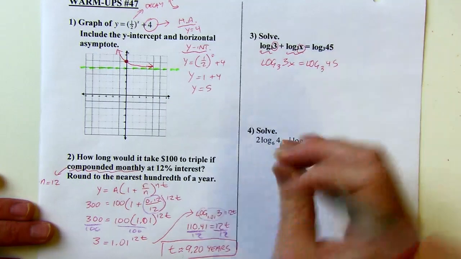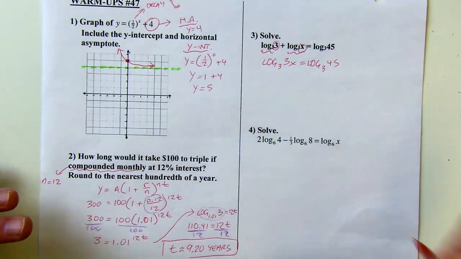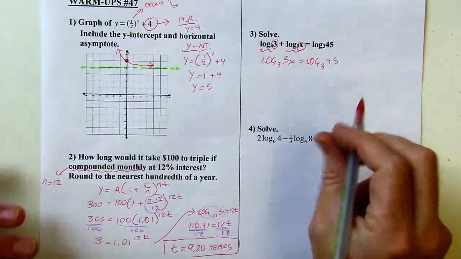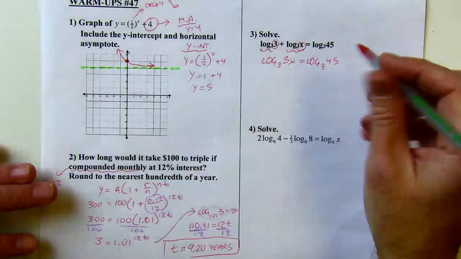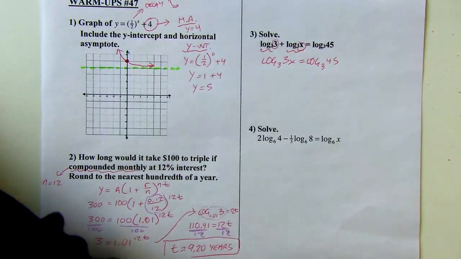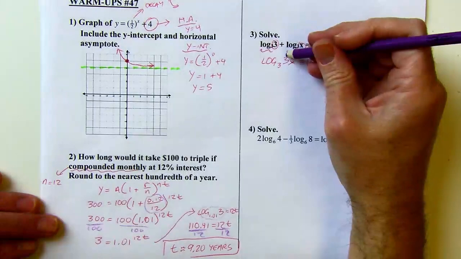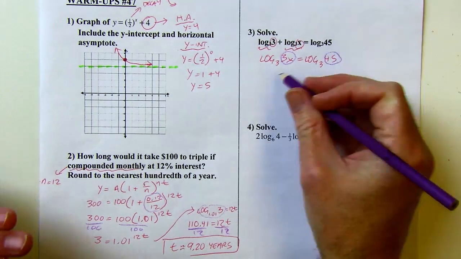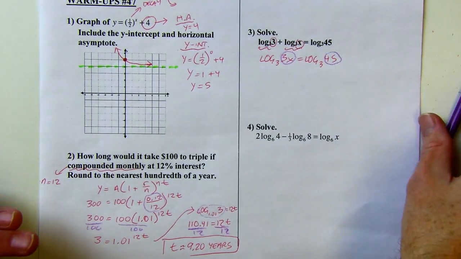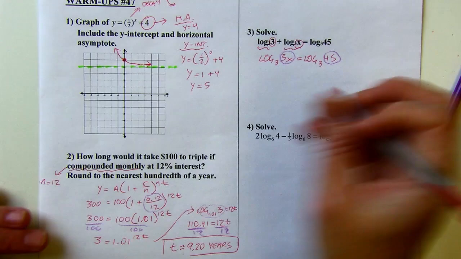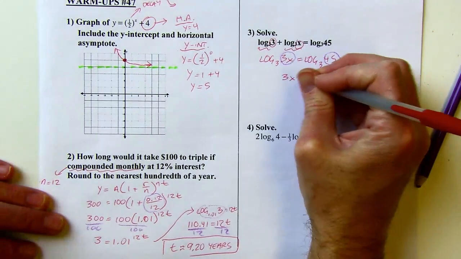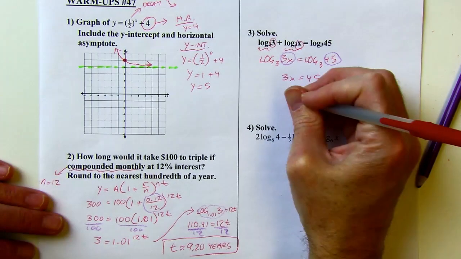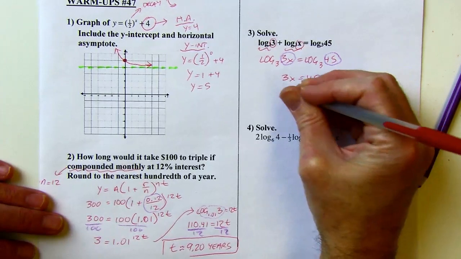Now I could combine these 2 logs by subtracting one of them from both sides of the equation, but there's a shorter way to do this. I've got log base 3 of something equals log base 3 of something else. Well, the something and the something else have to be equal to each other for this to work, right? So I can just say 3x is going to equal 45, divide by 3, and then x is 15.